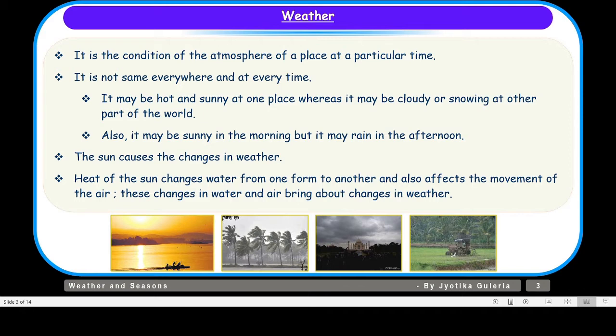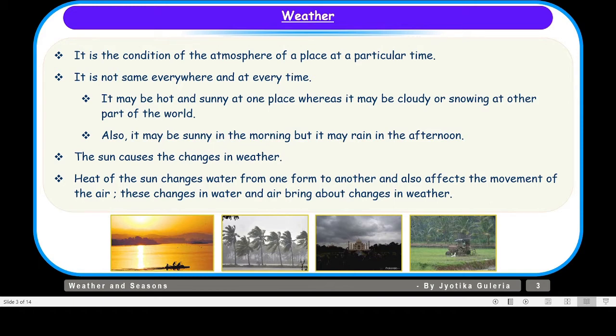And if we talk about air, we know that large water bodies heat up and cool down more slowly than the land, and this leads to the formation of sea breeze and land breeze. And children, we know that wind speed also affects the weather of a place.